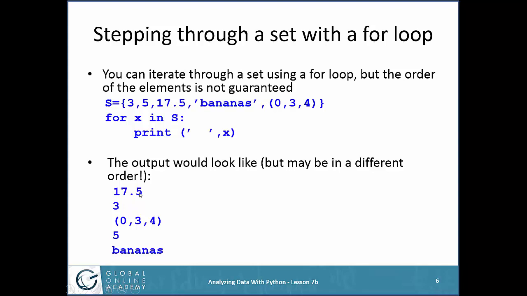So, I might get 17.5, then 3, then the tuple (0, 3, 4), then a 5, then the string bananas, or maybe I'll get bananas first, and then 17.5, and then 3, then the tuple, and then a 5. Or maybe the 5 will be first. You can't guarantee it, you can't predict it, but you can guarantee that this loop will go through every single element. So that's how you use a set.